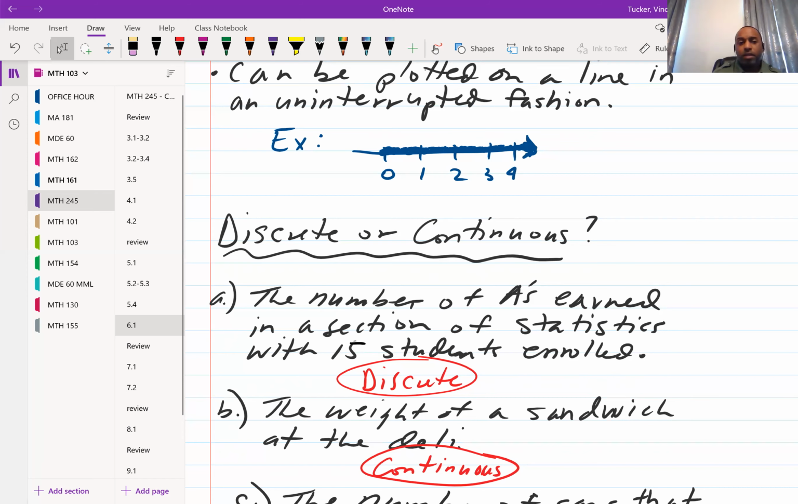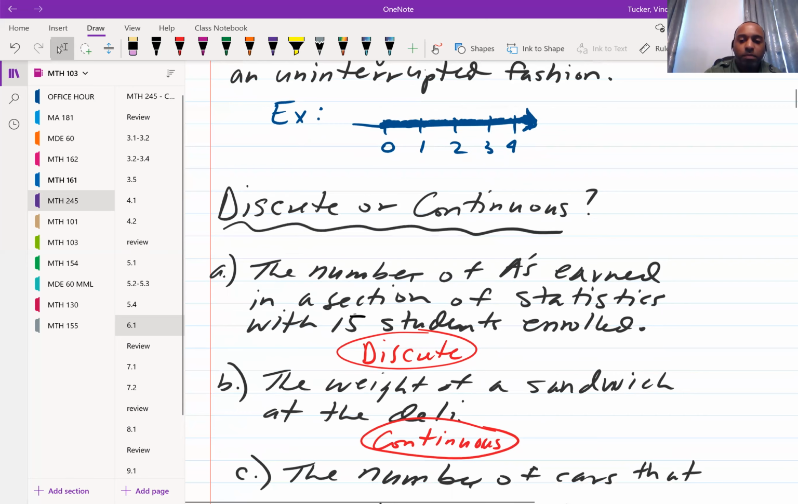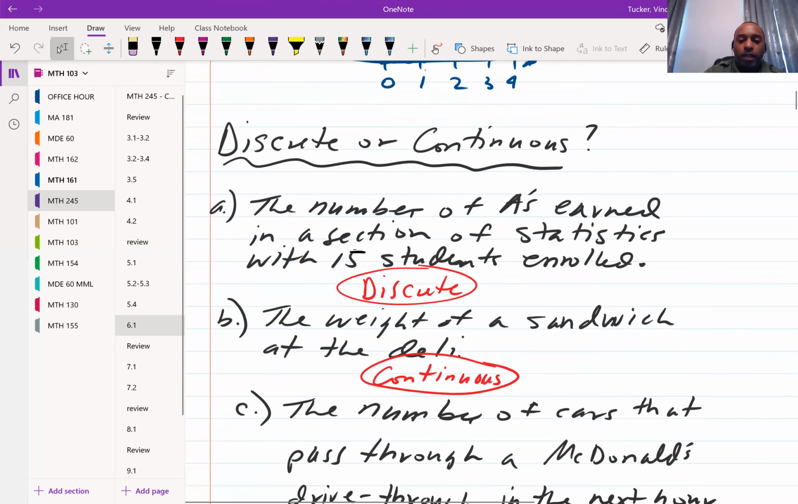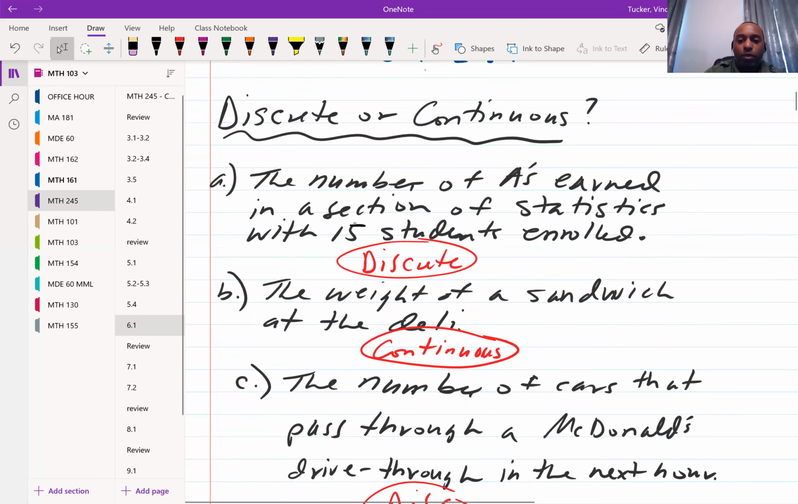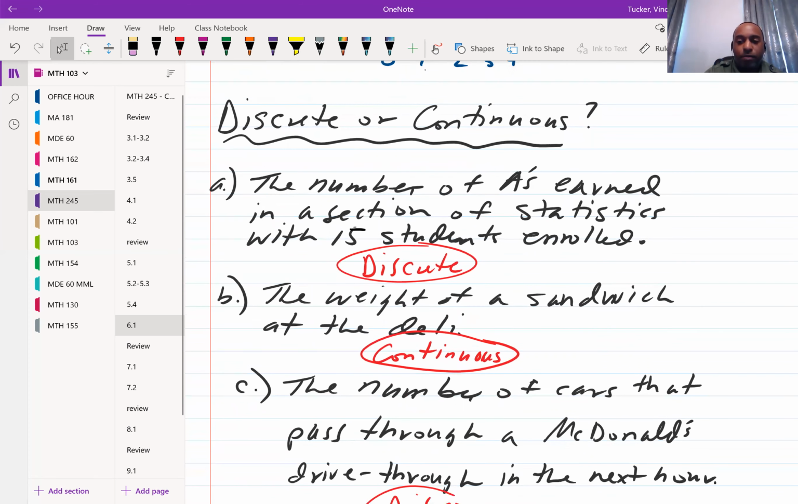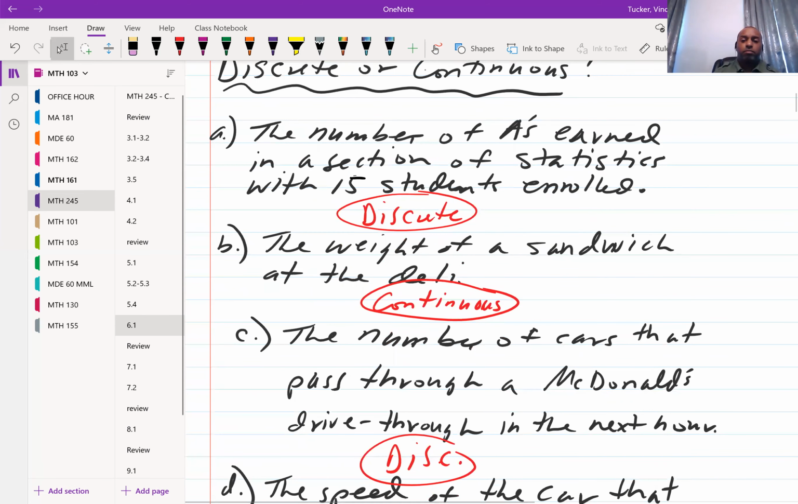And like I said, with A, it's either 5 students or it's not. It's just one answer, and that's what makes it discrete. So the number of cars that pass through a McDonald's drive-through within the next hour is going to be discrete, because there's no such thing as 4.1 of a car driving through. Either 4 cars drive through or not. So that's why that would be considered discrete.